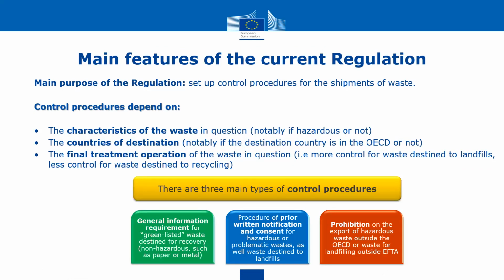Thank you. So the main purpose of the current regulation is to set up procedures, and that's the prior informed consent procedure, which many of you know from the Basel Convention. And this is provided for in this regulation in a bit more detail. The controls that are to be applied depend on what type of waste you have before you, because as you know, the Basel Convention covers hazardous and some other types of waste, but in our EU waste shipment regulation, we cover all waste, also the green listed waste, the non-hazardous waste.